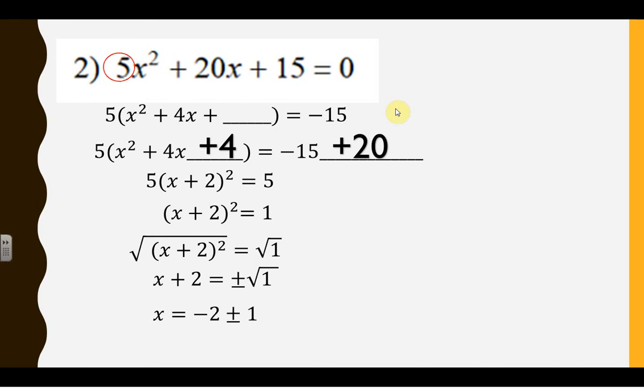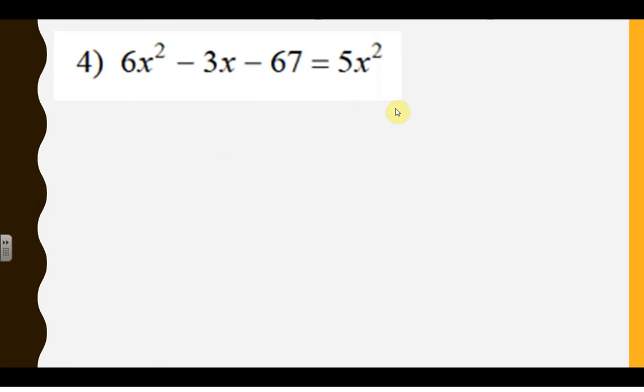Now, don't leave it like this, because if you can actually evaluate it, you should evaluate it. What is negative 2 plus 1? Well, that's negative 1. What is negative 2 minus 1? Negative 3. Those are your 2 answers. Woo! Look at us go. That's how you solve completing the square.